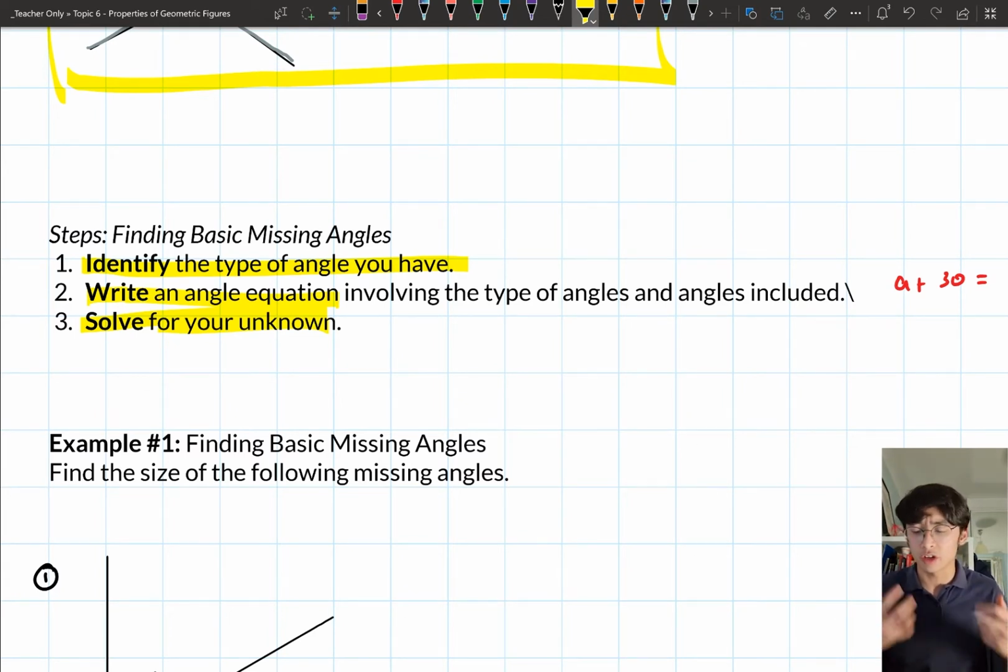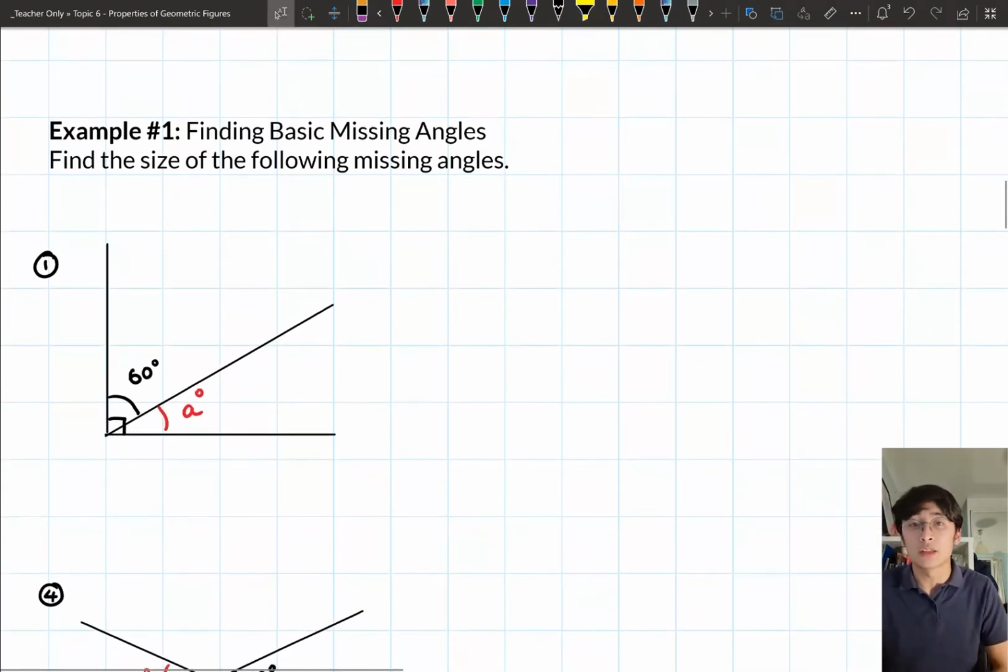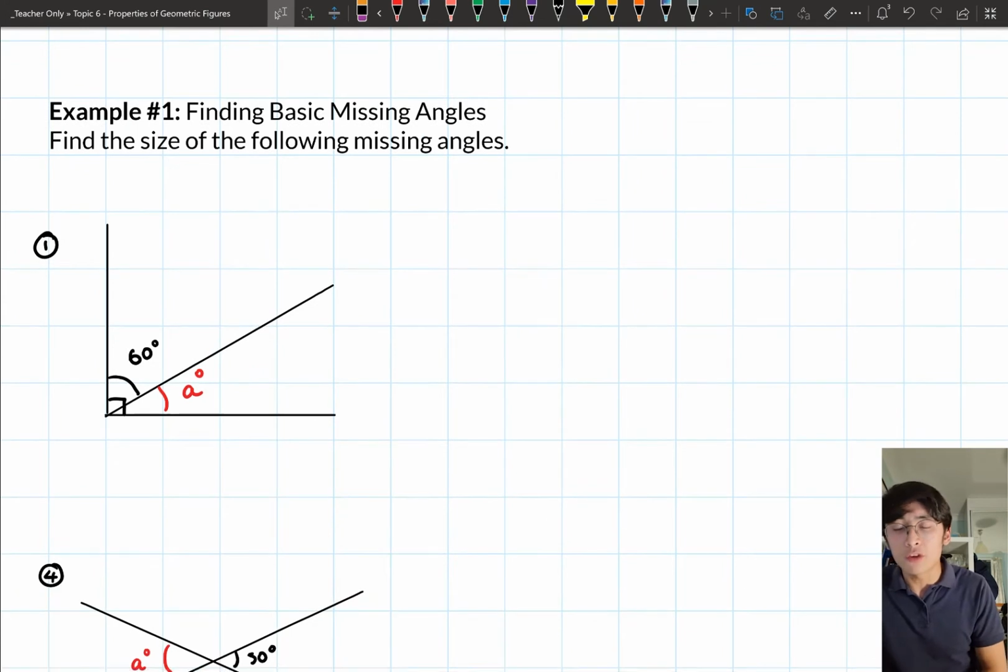I'm going to go through those steps because whenever you're trying to solve for a missing angle, we're actually going to be using these kinds of steps to help us figure out what the missing angles are. So let's have a look at finding missing angles in these basic shapes. So first one here, we have this diagram, and we've got a few pieces of information.